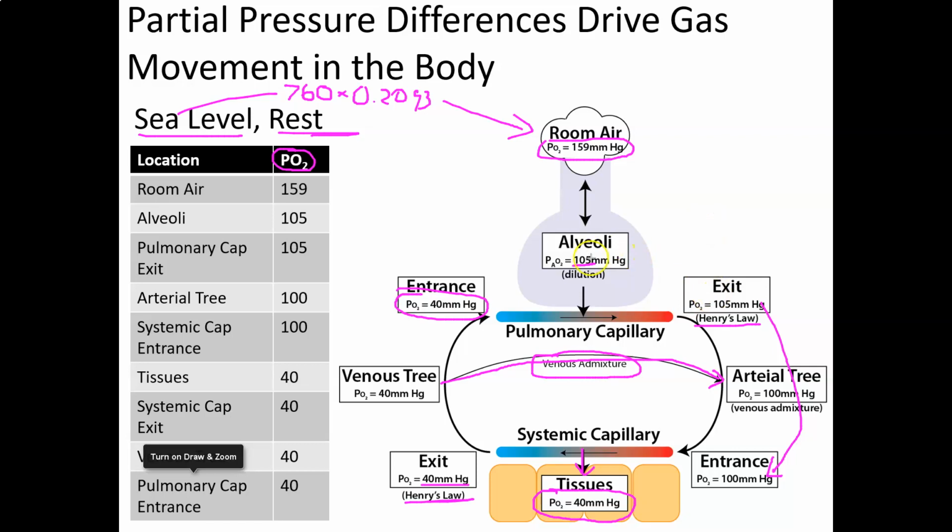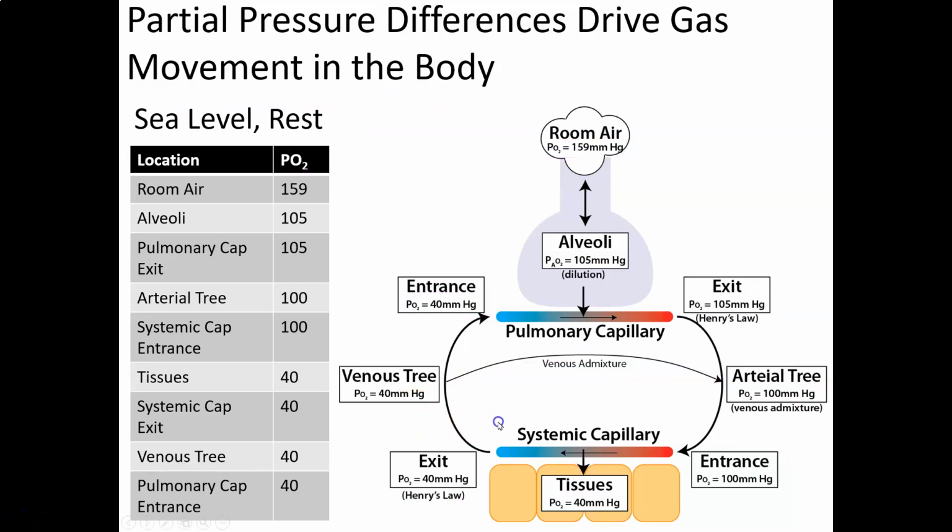Again, going back to the alveoli, since the alveoli are 105 and the partial pressure of oxygen in the pulmonary capillary, the venous side, is 40, gas is going to diffuse in. So it's going to move across the respiratory membrane into the capillary until it reaches what number? 105. Because of why? Henry's law. So you can see that that's the way it looks for sea level at rest.